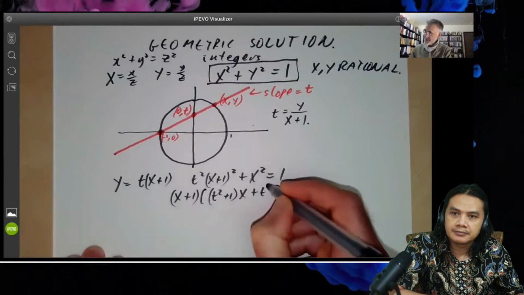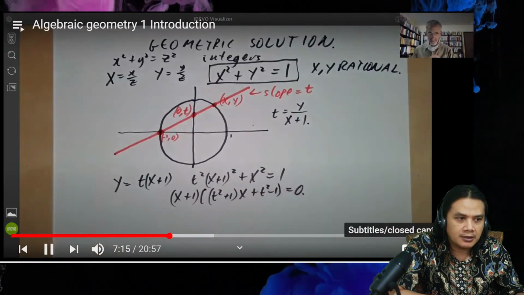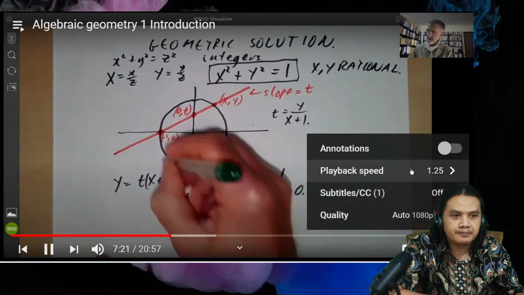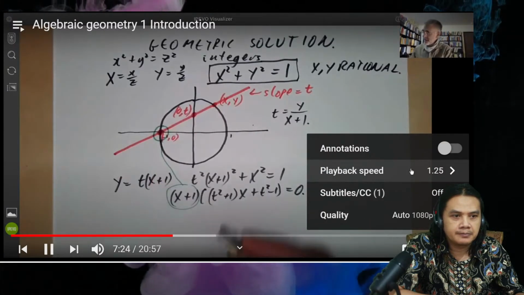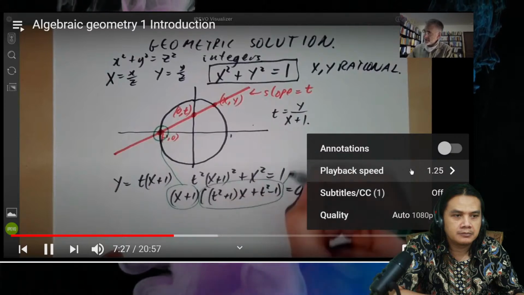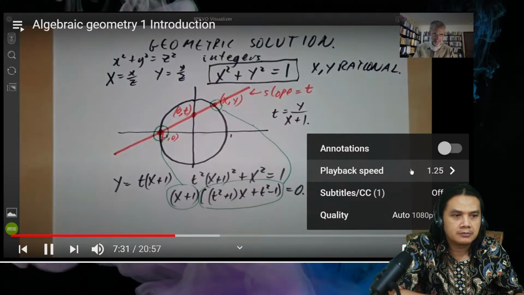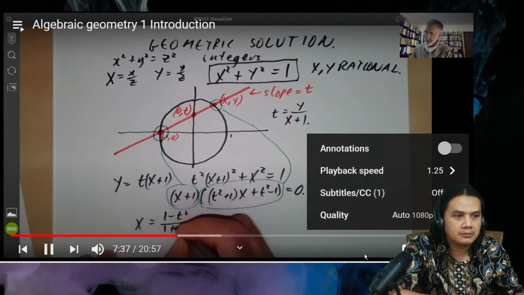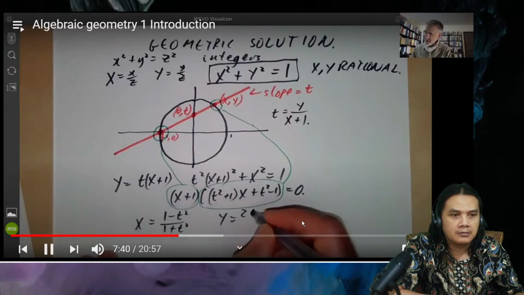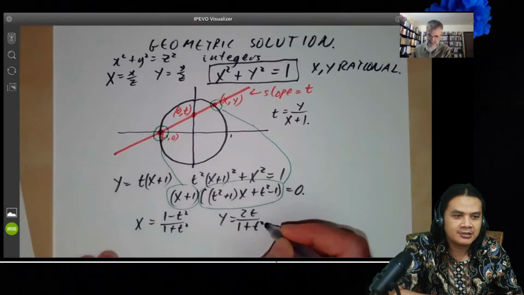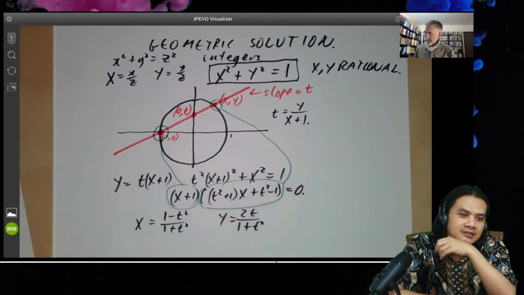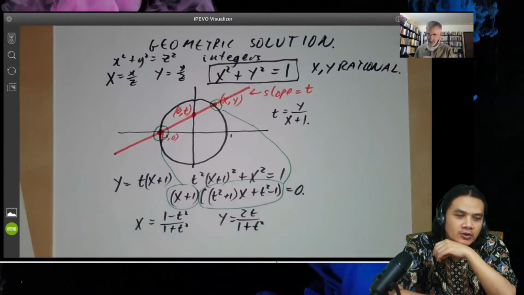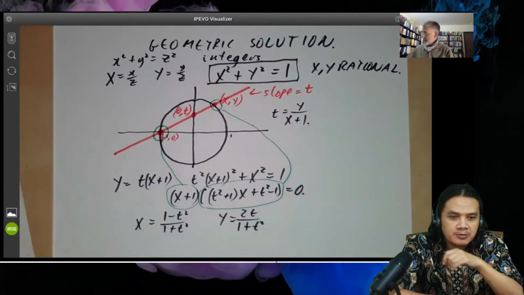x plus t squared minus 1 equals 0. Okay, we speed up. And there's factors, and of course x plus 1 is just this point here, which we're not really all that interested in. And this root here corresponds to this point here. So we find x equals 1 minus t squared over 1 plus t squared, y equals 2t over 1 plus t squared. And obviously big X and big Y are both rational if t is rational. So what we have is a correspondence between points on the circle.